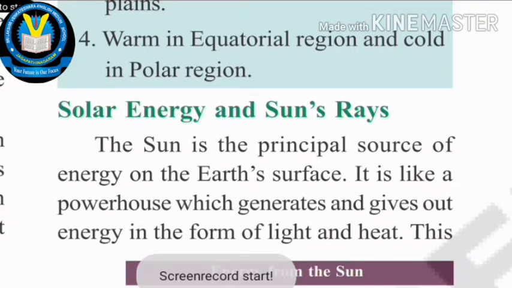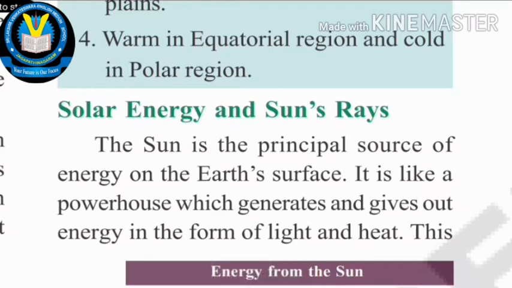Already we started to deal with the second lesson, energy from the sun. And now we come to the main title called Solar Energy and the Sun Rays. The sun is the principal source of energy on the earth's surface. It is like a powerhouse which generates and gives out energy in the form of light and heat.